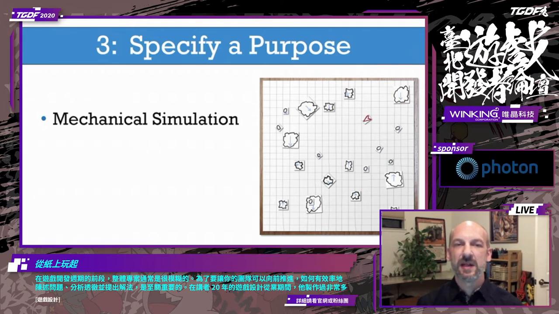In most cases, it's best to do this type of prototyping in code, since computers are much better at this than humans. In this example, one of my students was trying to make a paper simulation of the 80s arcade game Asteroids.